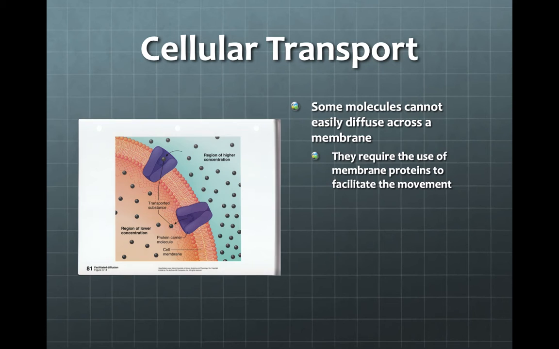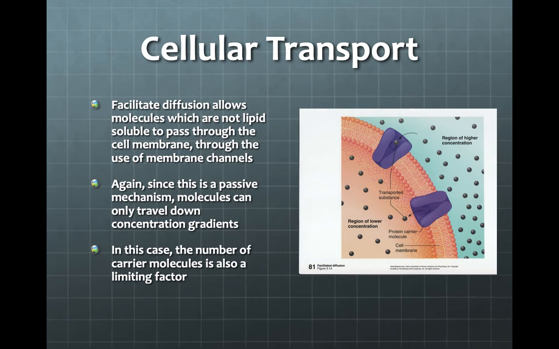So some molecules cannot easily diffuse across the membrane. They require the use of membrane proteins to facilitate the movement. So this is what's going to be called facilitated diffusion. This allows molecules that are not lipid soluble to pass through the membrane through the use of channels. This is still going to go down the concentration gradient, from a high concentration to a low concentration. And in this case, the number of carrier molecules is also a limiting factor.